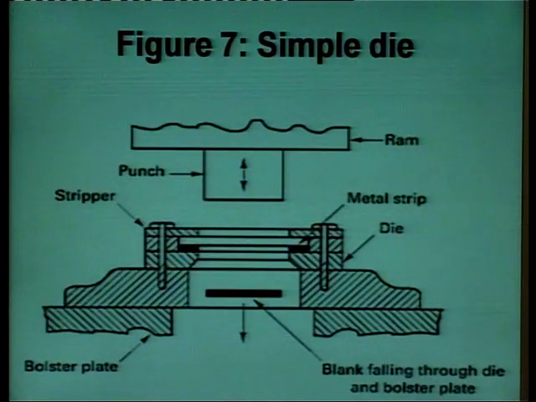So, during the downward movement of the punch, when the punch strikes the metal strip, the blank is cut. You can see in the diagram the blank falling through the die in the booster plate, cut during the downward motion of the punch.